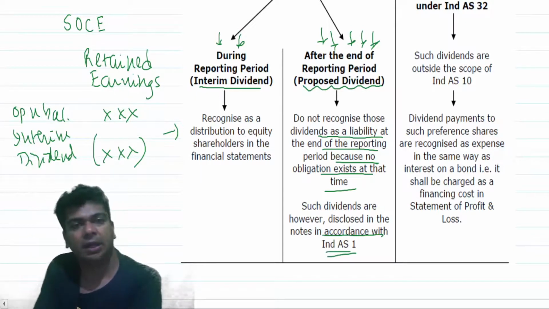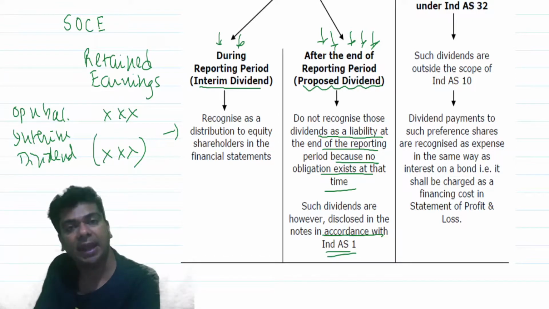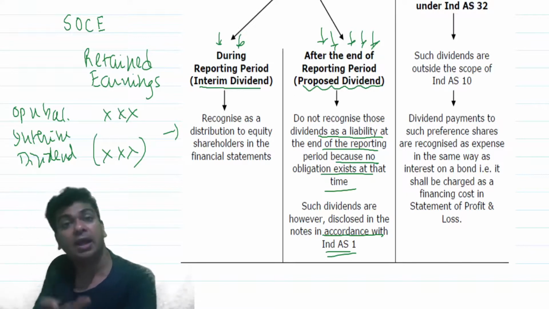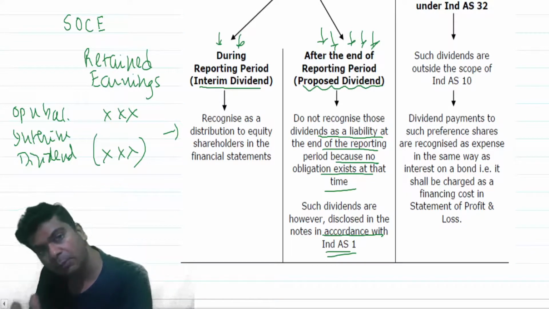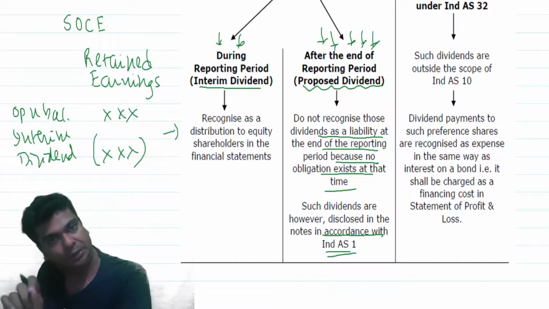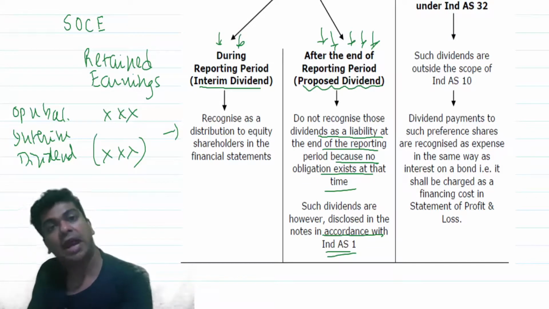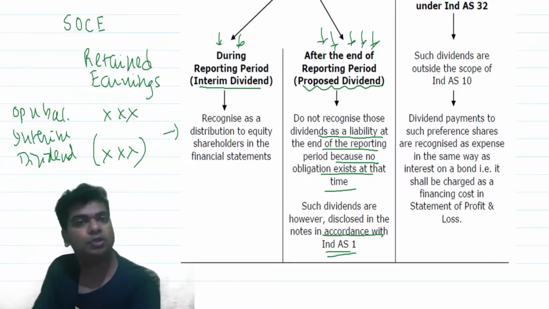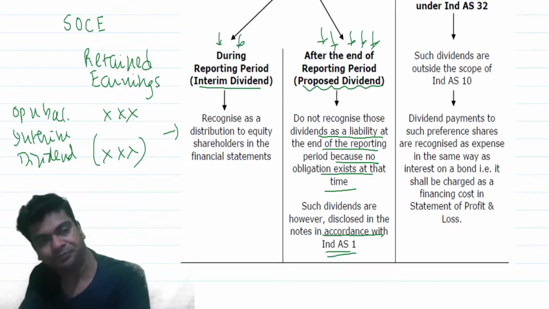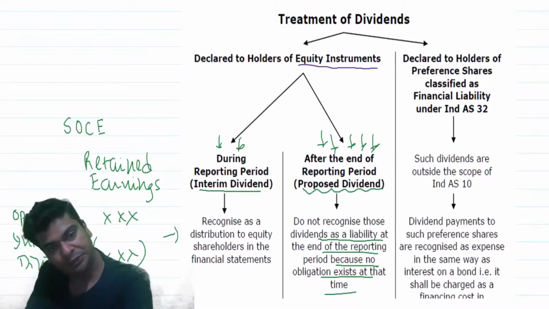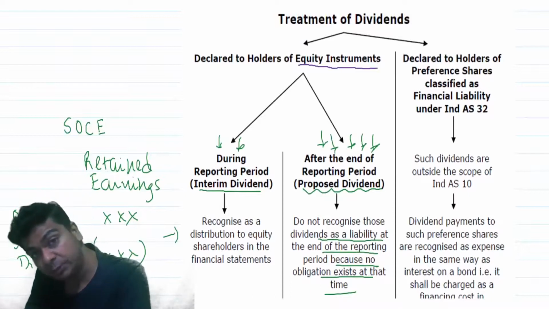In other words, if you are having an equity instrument, and for that equity instrument you are paying any dividend during the reporting period, it's an interim dividend. Interim dividend will be shown as a distribution to the shareholders. If you are declaring any dividend after the end of the reporting period, popularly known in India as proposed dividend, you will not recognize any provision for proposed dividend. Simply a disclosure will be provided. Ind AS 10 rightly suggests that there is no crystallization of liability when the management proposes dividend. But as I said, preference shares can be classified as equity instruments, but classification of preference shares as equity instruments is going to be very rare.